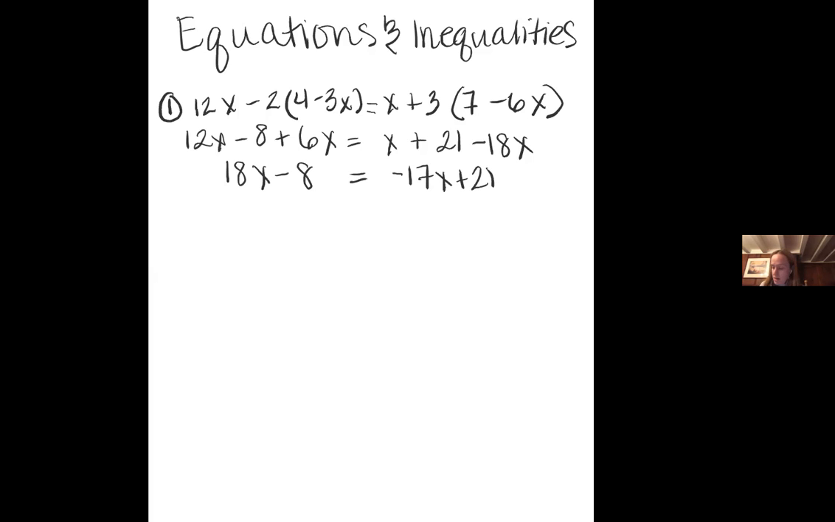So now we'll get 35x equals 29, and then we will divide both sides by 35 to get the x alone, so we'll get x equals 29 over 35. And there we go, so we've solved the problem.